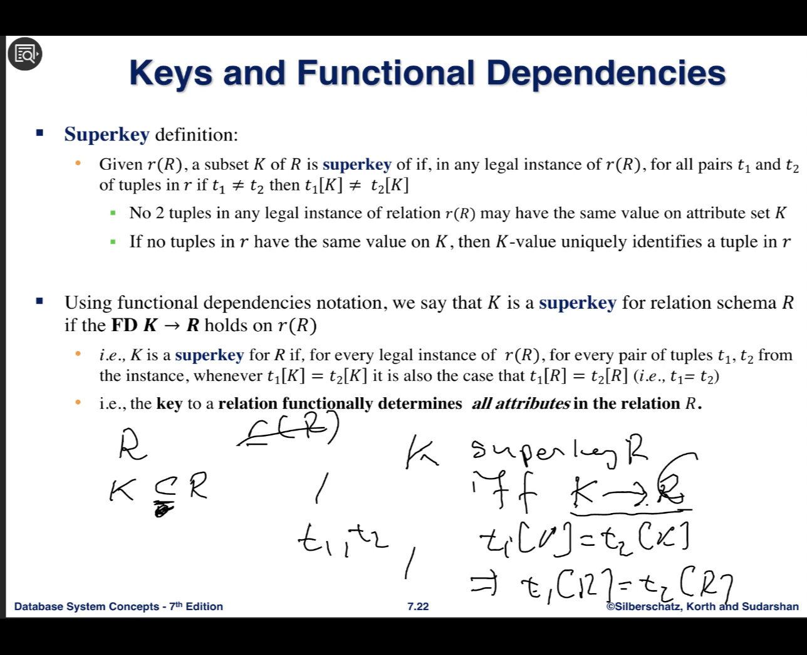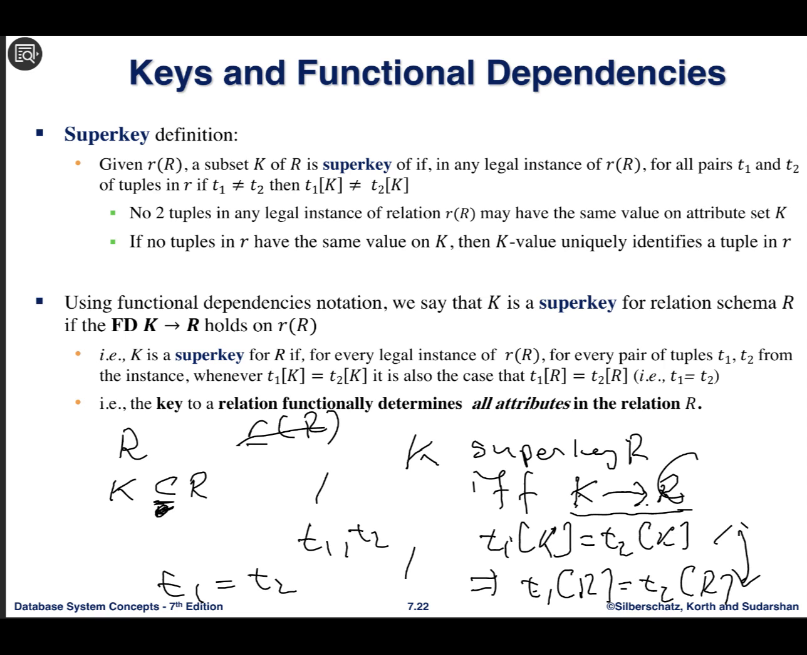So if we have this situation, K is going to be a super key here. This can only happen if T1 is equal to T2. Otherwise, we wouldn't have this equation. Make sense?